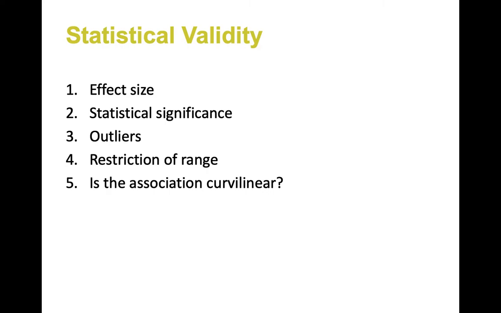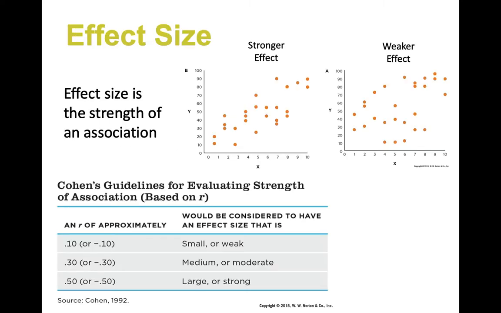Statistical validity can be interrogated, and we need to consider five different aspects of statistical validity, so I'll go over each one of these. The first is to consider effect size. When we're interrogating statistical validity, we need to consider effect size. The idea here is that effect size is the strength of association. It's the size of that correlation coefficient. Some associations are stronger than others, and the effect size describes that strength of association.